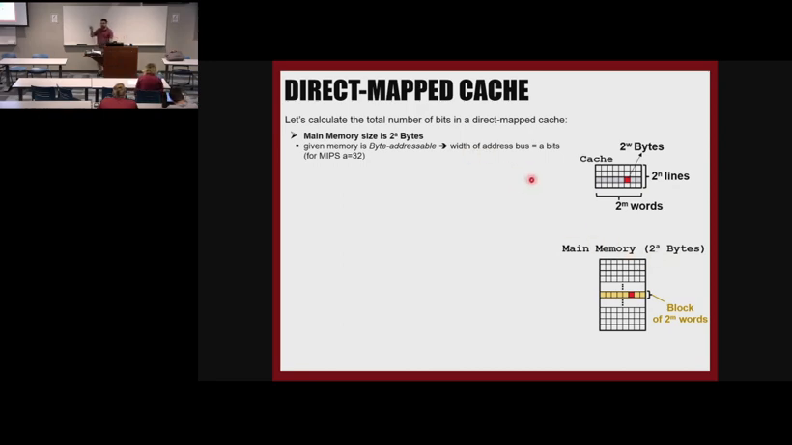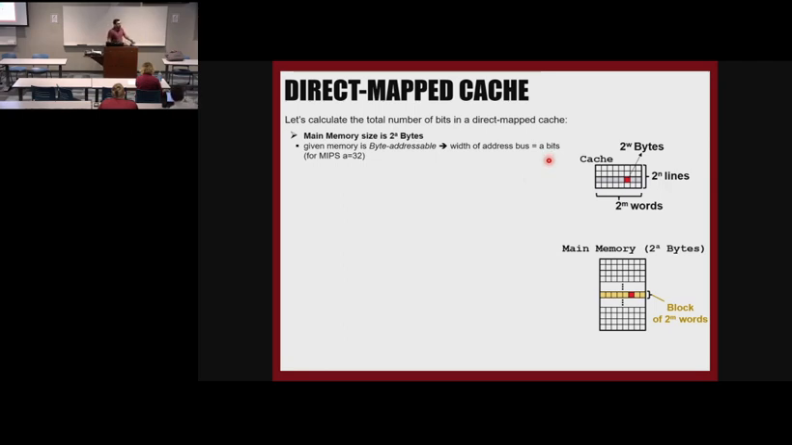So if I have 2 to the 8 bytes in memory and a byte addressable memory, how many bits do I need to address every byte in the memory? We're going back to the first module. If I have 4 bytes here, how many bits do I need to address each of these locations? The addresses are 00, 01, 10, 11. Right, so we need 2 bits. I can address 4 different bytes. That makes sense. So if I have 2 to the 8 bytes in the memory, I need 8 bits to address every single byte in that memory.